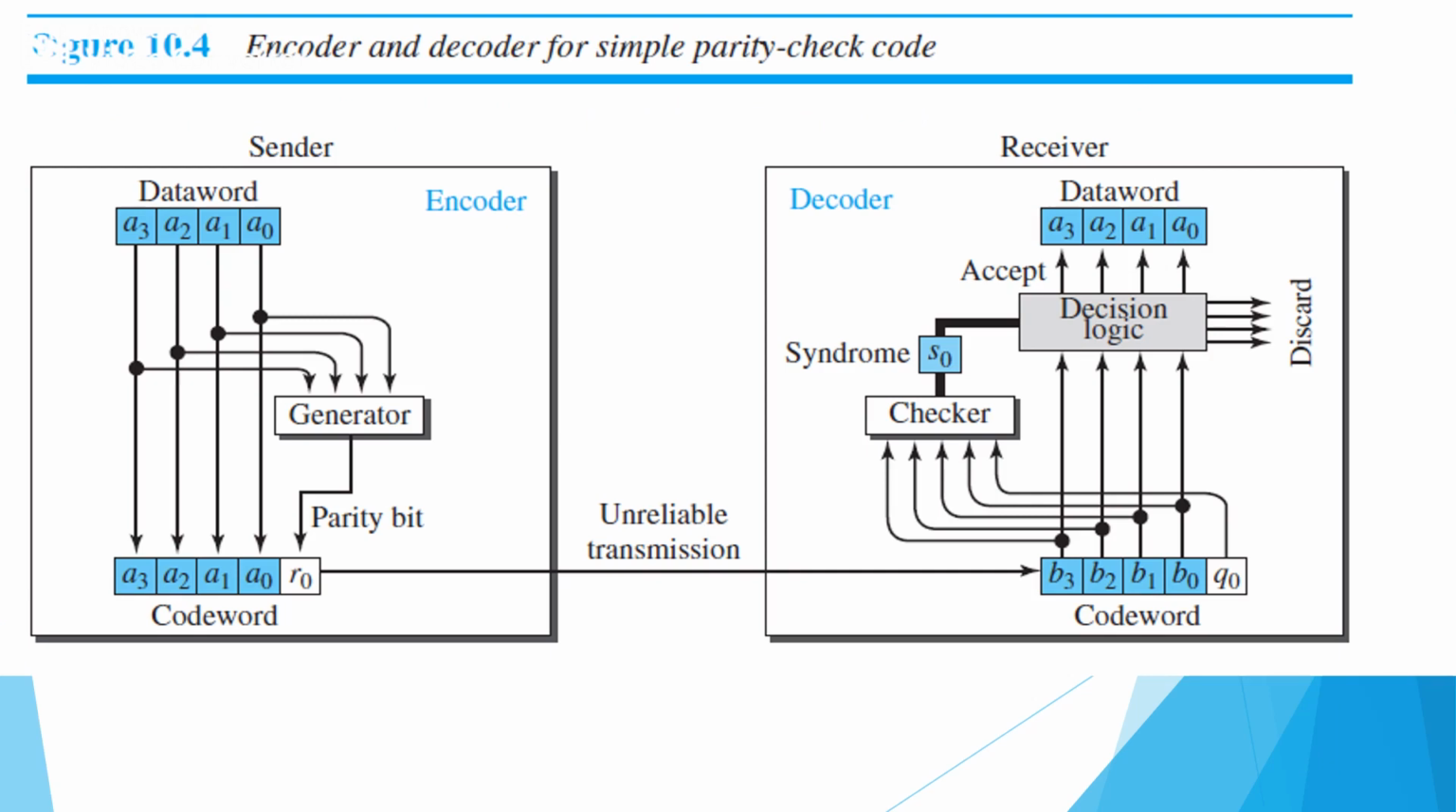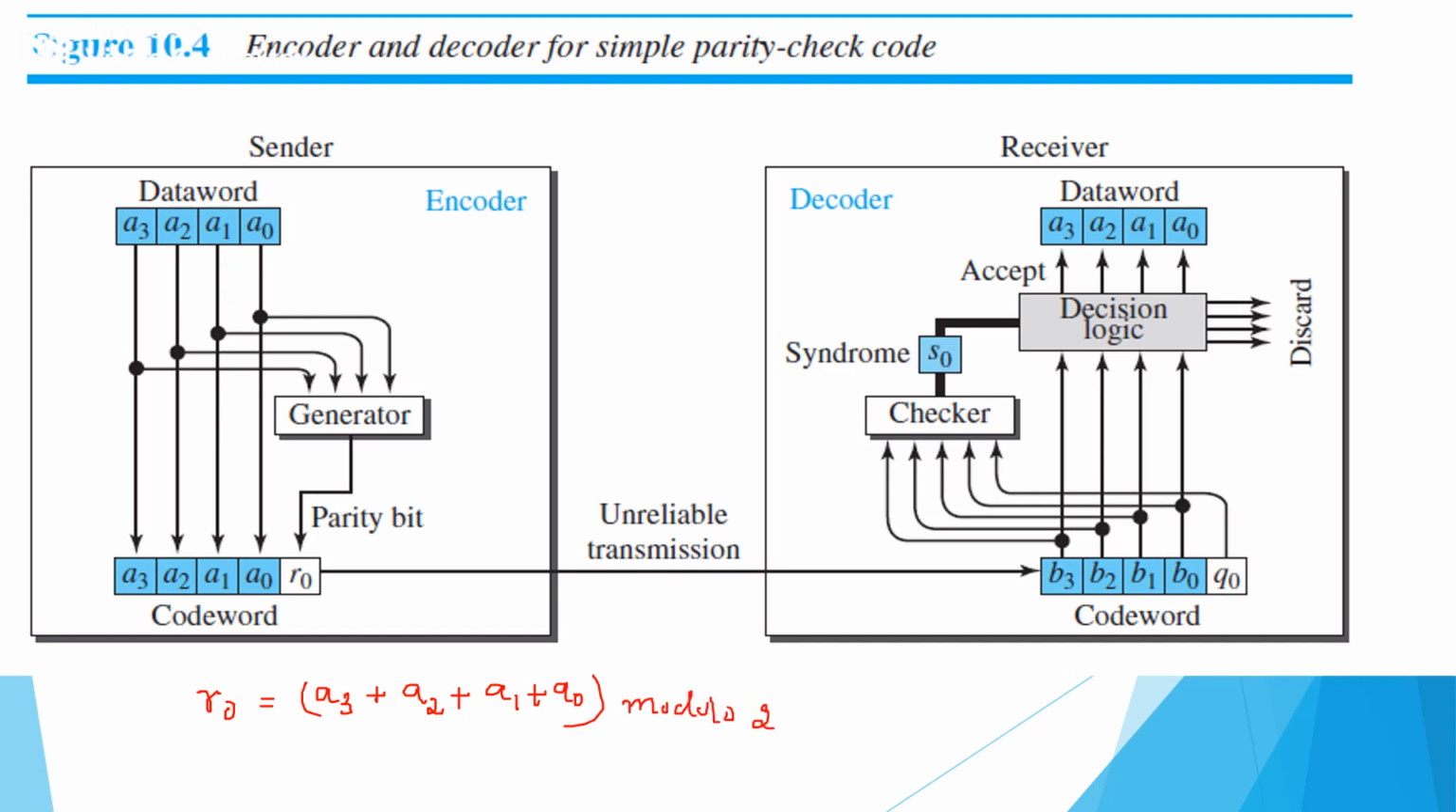Encoder and decoder for the simple parity check code. Here we can observe the sender side and the receiver side. Initially the sender sends the data word A3, A2, A1, A0 with size k equal to 4 bits. The data word is passed through the generator block. The generator computes the parity value. In order to compute the parity value, the generator uses the equation R0 equal to A3 plus A2 plus A1 plus A0, modulo 2.